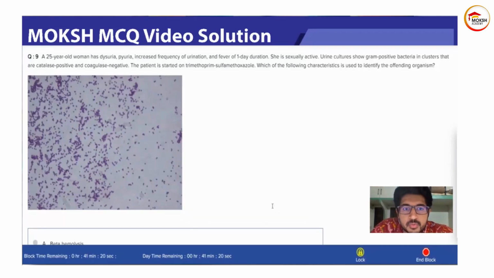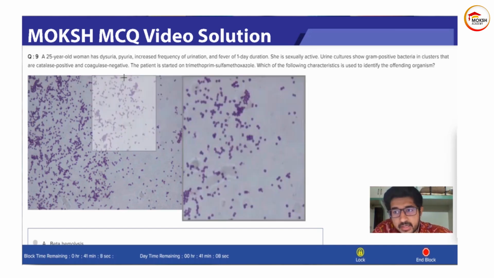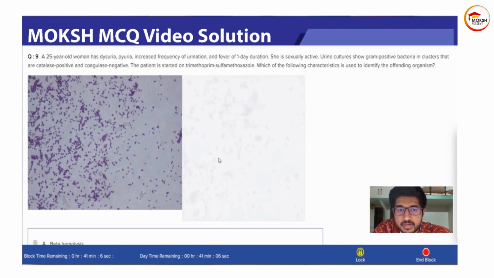A 25-year-old woman has dysuria, pyuria, increased frequency of urination, and a fever of 1 day duration. She is sexually active. Urine cultures show gram-positive bacteria in clusters that are catalase positive and coagulase negative. Patient is started on trimethoprim sulfamethoxazole.